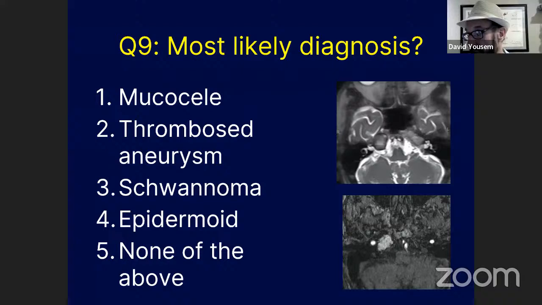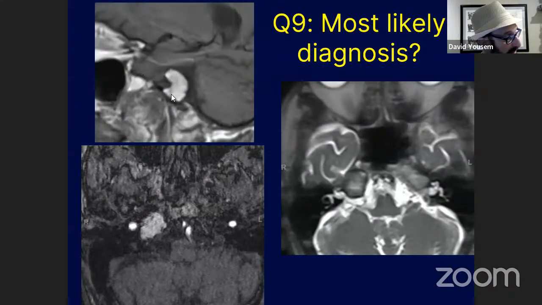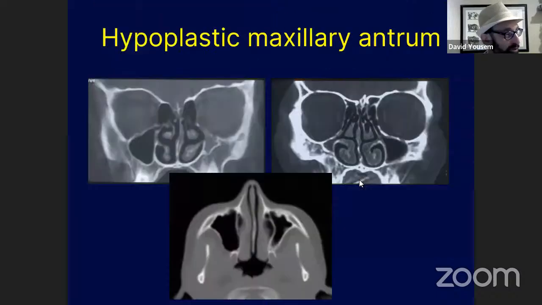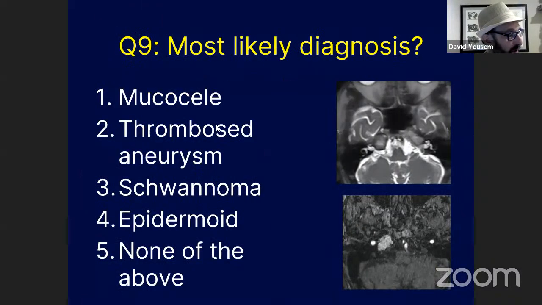So the correct answer here is none of the above. This is an example of a cholesterol granuloma, which is typically bright on T1 and maybe bright or dark on T2, depending upon the protein, blood, and cholesterol content of it. You see here on the T1, it's in the petrous apex. It expands the petrous apex. So you see that here. The differential diagnosis is all of these.